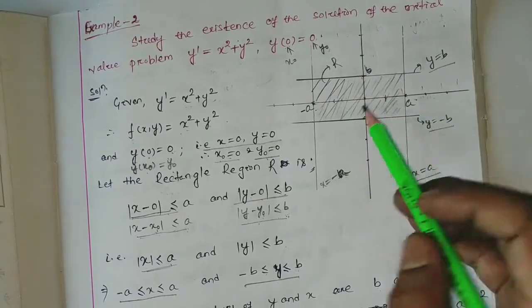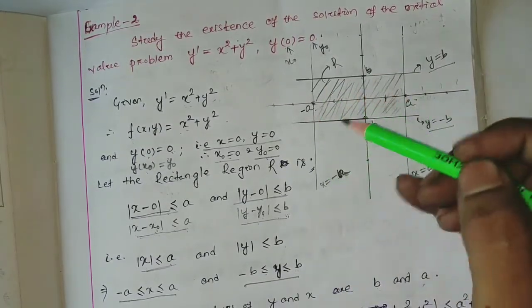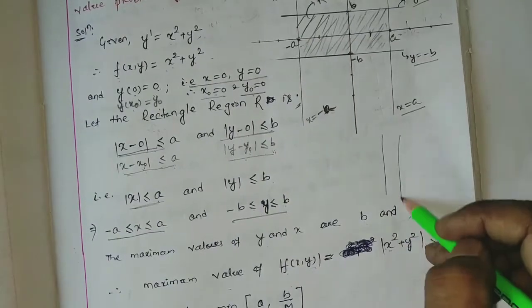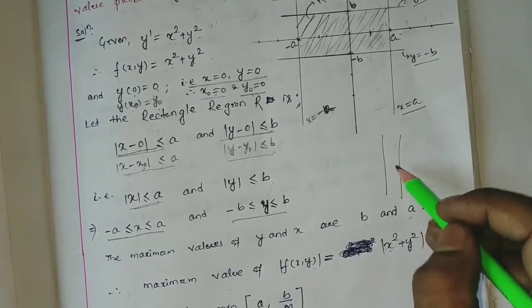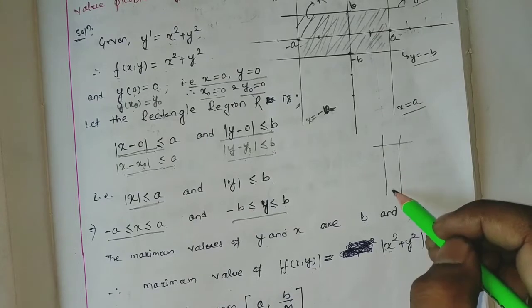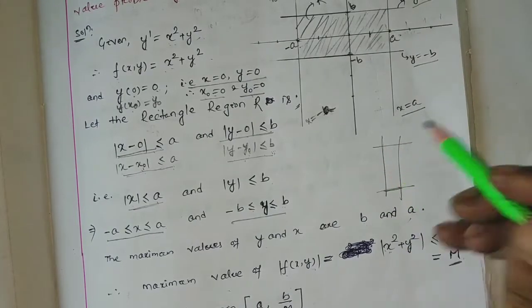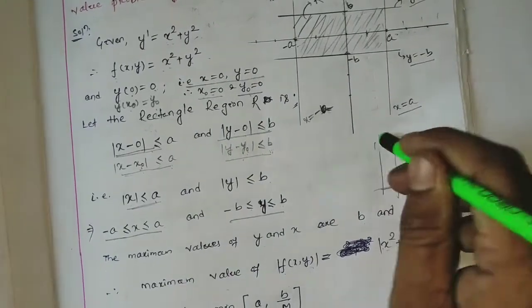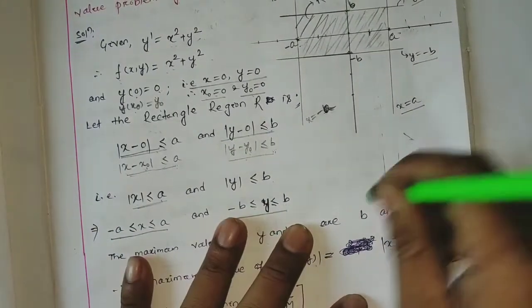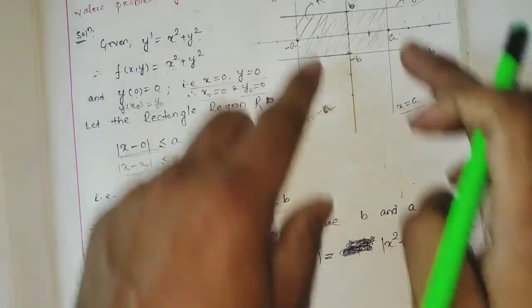But as the a and b values are not given, the rectangle may be like this: along the y axis it will be large, and along the x axis it will be small. It can be drawn like this itself. So as the values of a and b are not given, the rectangular region can be drawn like this or like this.